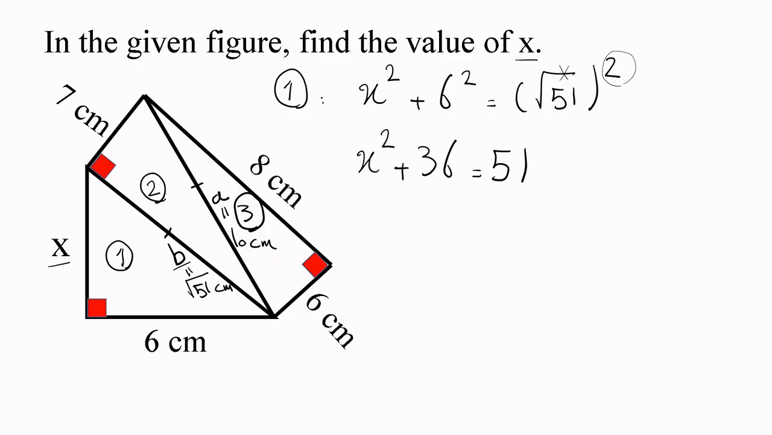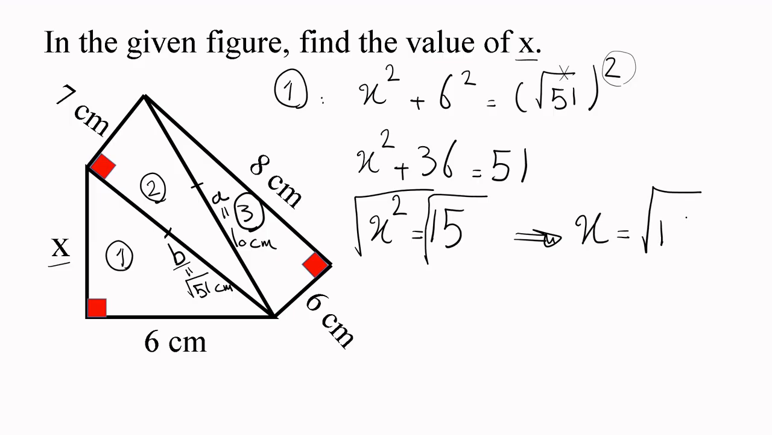I'm gonna move it to the other side. So x squared would be, I expect you to know how to calculate this simple equation. X squared would be what? It would be 15. I'm gonna take a square root from both sides. And finally, x would be radical 15 centimeters. Really, really easy.